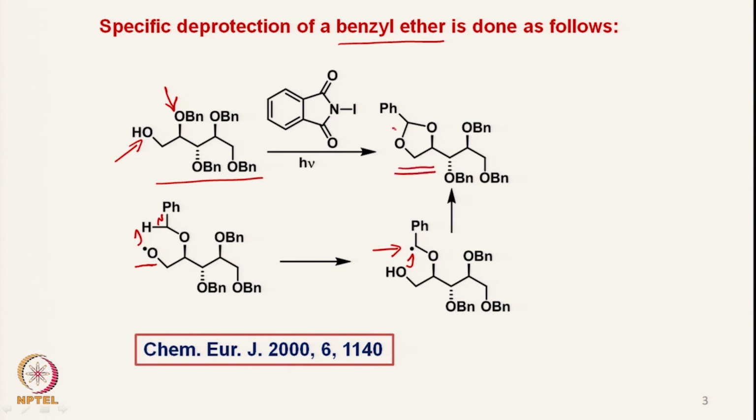Now, this acetal can be hydrolyzed under acidic conditions and can lead to the corresponding diol, which is basically nothing but the deprotected molecule in which one of the benzyl groups, the one closest to the hydroxy group, is deprotected. So, this is a very beautiful example of application of this hypoiodide based chemistry which is similar to the Barton reaction.